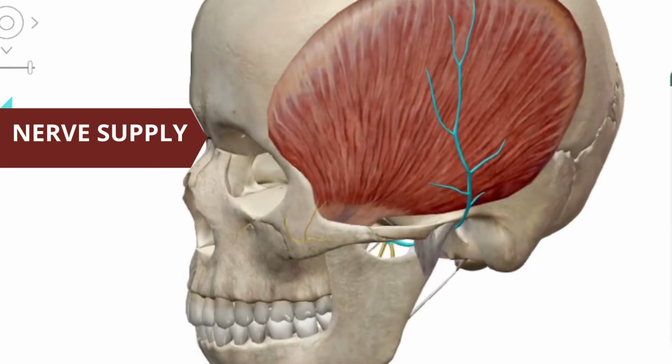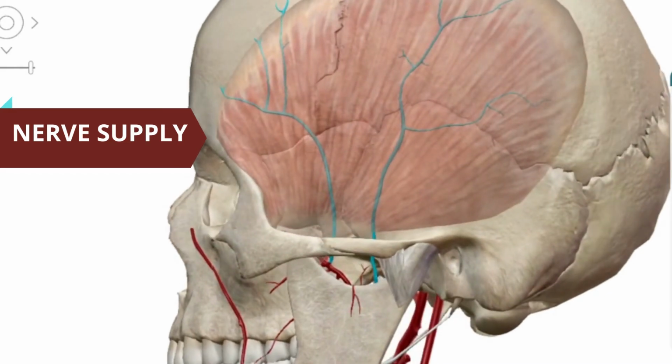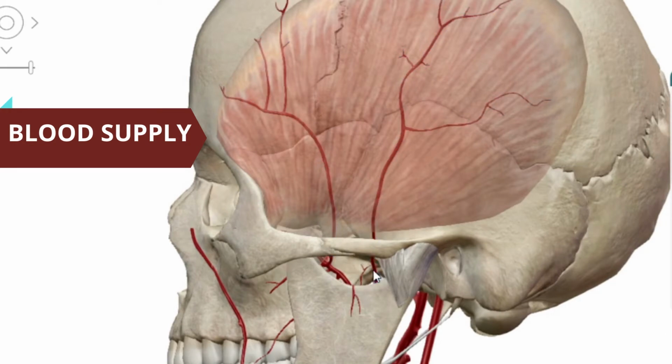Now nerve supply. The nerve supply of the temporalis muscle is the mandibular nerve, which is a branch of the fifth cranial nerve, the trigeminal nerve. Now arterial supply, blood supply: it is supplied by the posterior deep temporal artery as well as the anterior deep temporal artery, which are branches of the maxillary artery, and they supply the temporalis muscle.